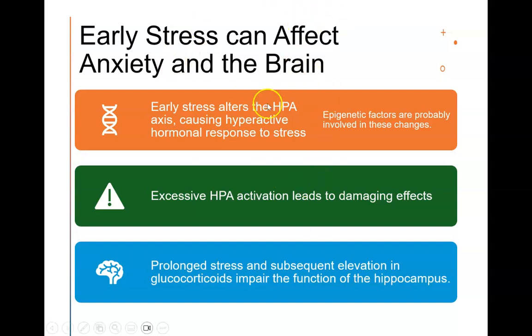Now, another thing that we know beyond these neurotransmitters is that early stresses in life can affect anxiety and the brain.